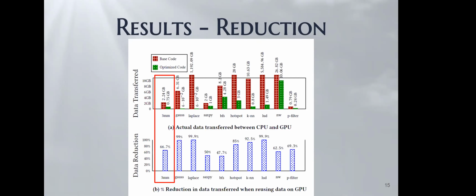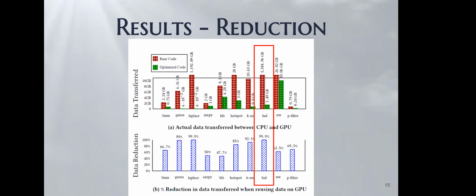For instance, in matrix multiplication, we observed that more than 2 GB of data was transferred between the host and the device in the base case. In contrast, in our optimized code, only 763 MB of data was transferred, a reduction of 66.67% in data transfer.